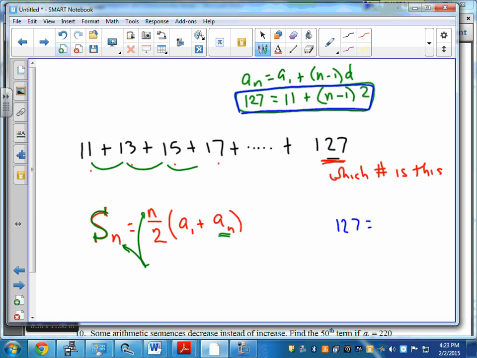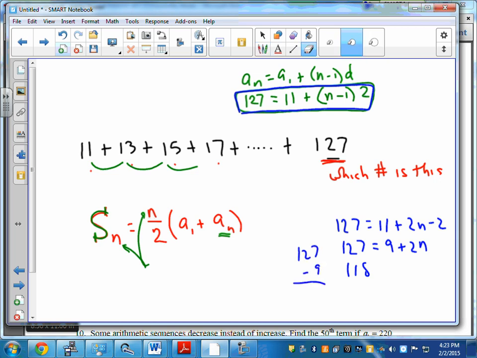127 equals 11 plus 2n minus 2. 127 is 9 plus 2n, and subtract 9. 127 take away 9 is 118, okay, which is equal to 2n, so n is equal to 59.